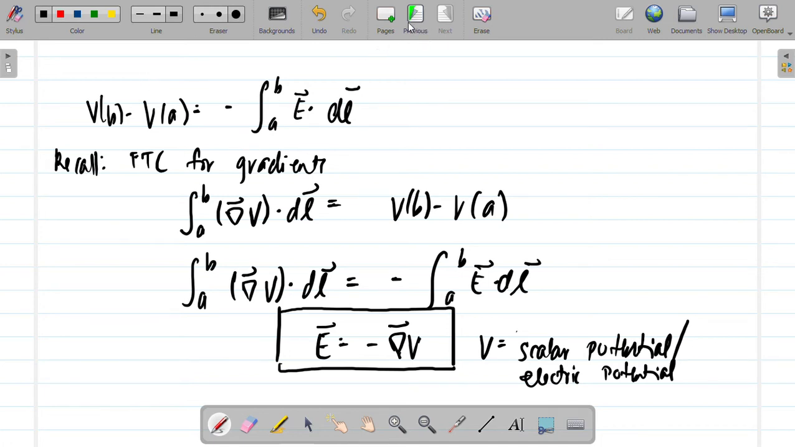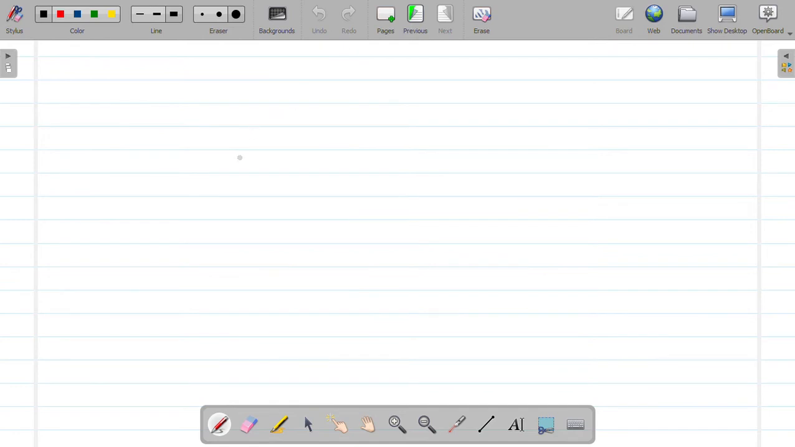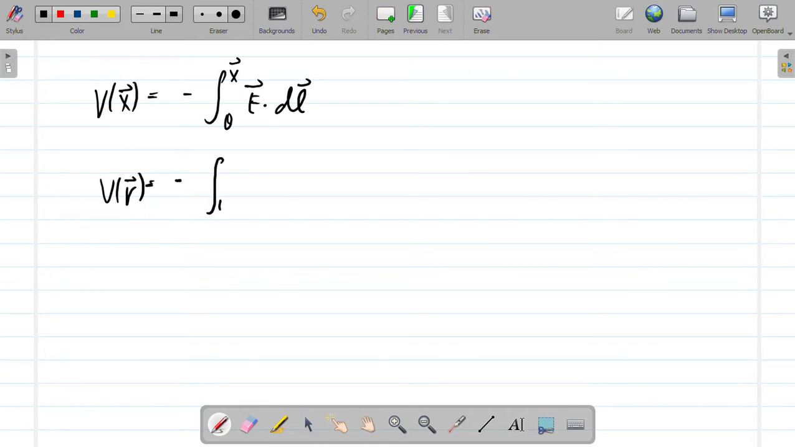Okay, so next, let's recall. Sulat lang natin that V of R, or let's say X na lang, equals negative O to X E dot dl. So, in general, ganito any coordinate system. Pero let's say, mag-spherical na lang muna tayo. So, V of R equals negative O to R E dot dl.